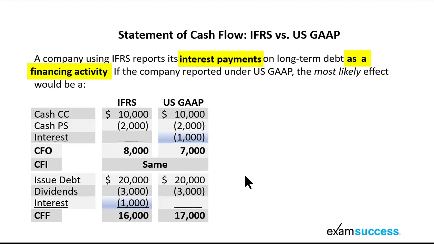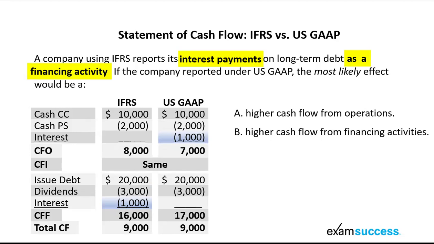By the way, the total cash flows are the same, 9,000 and 9,000, when we add up cash flow from operations, cash flow from investing, where I put in a number, and cash flow from financing. It's just where we classify this interest payment.